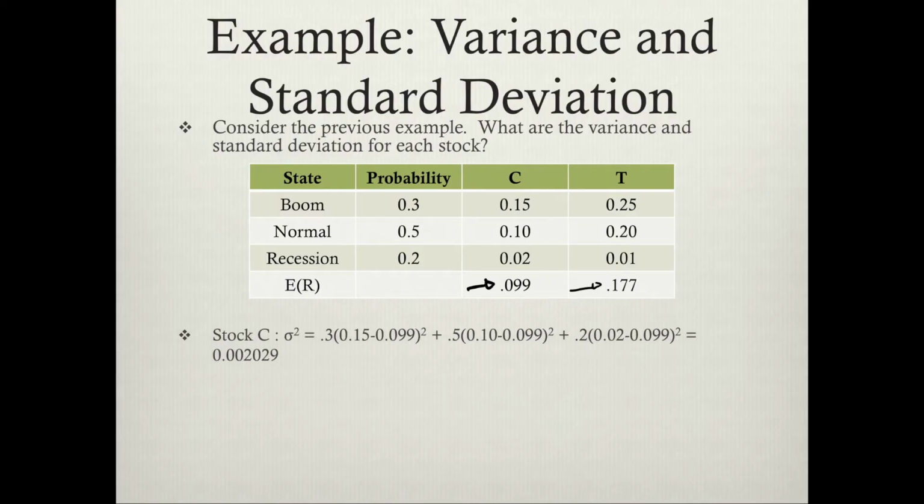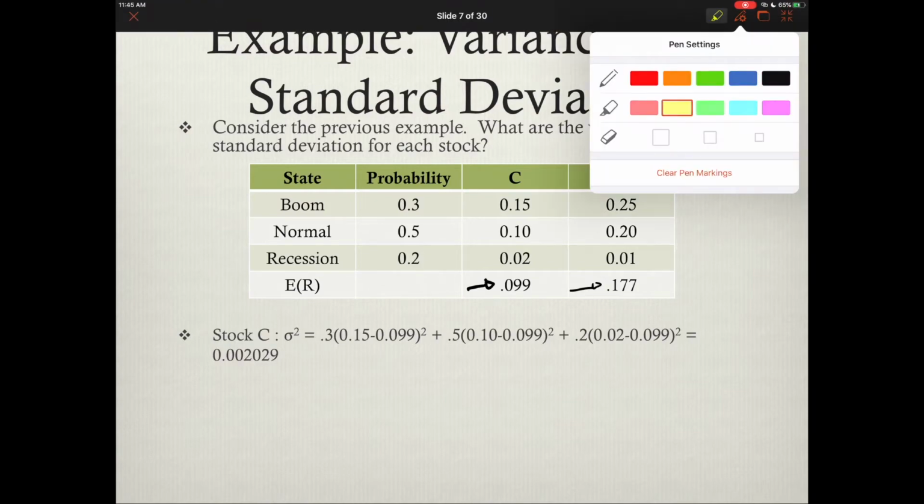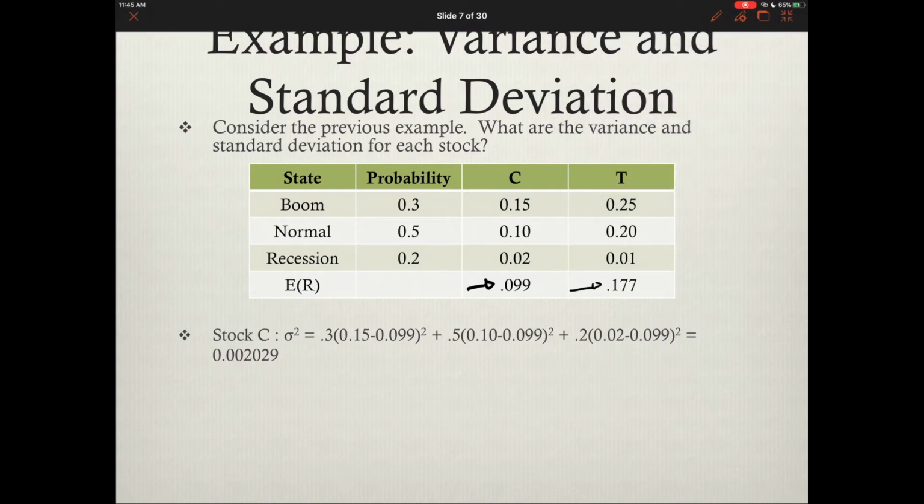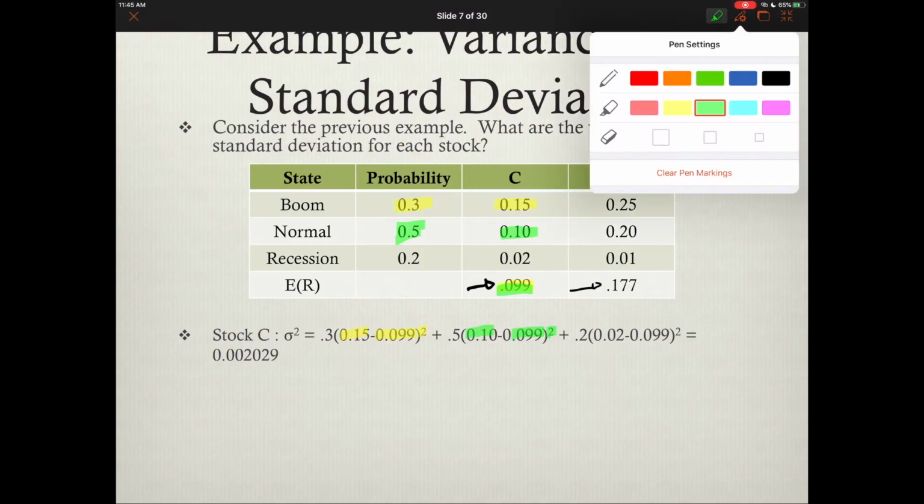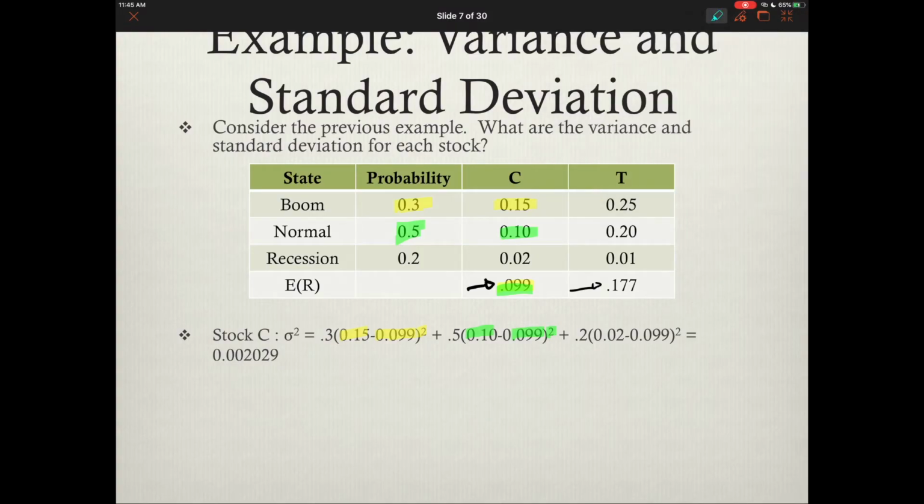Once again, it is the sum of the squared deviations from the mean. So we take the return minus the average, we square it, and we multiply it by the probability of that condition. Then we add to it the difference of the normal return minus this average, we square it, and we multiply it by the probability of that economic condition. And then once again, we take the return in this scenario minus the average, we square it, and we multiply it by that probability of a recession.